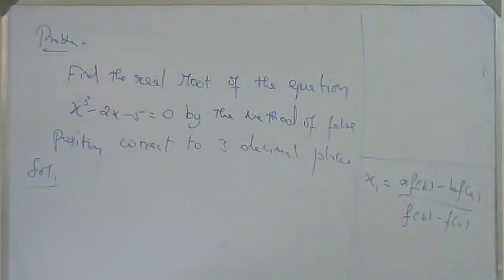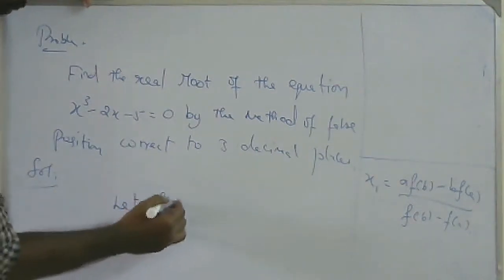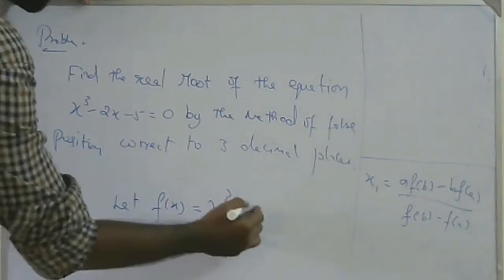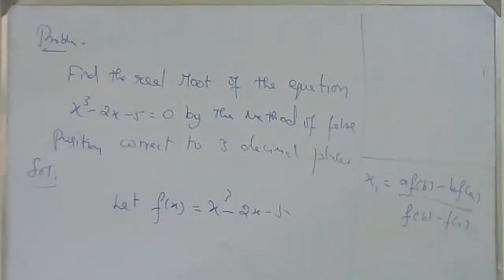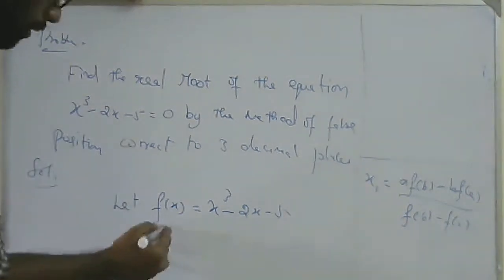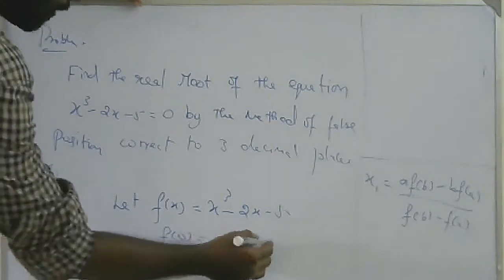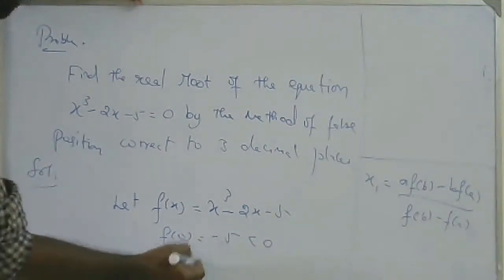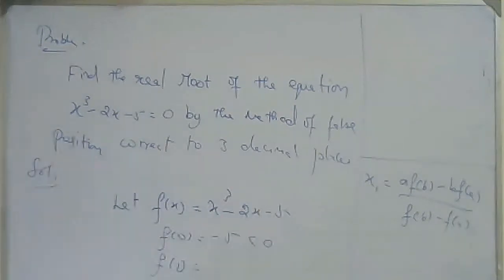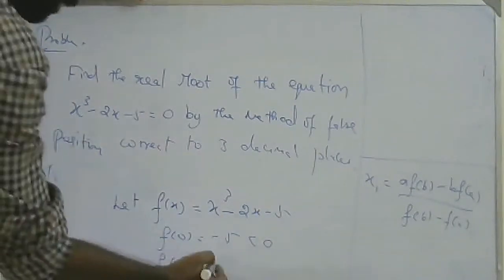Initially we need to find where the root lies. That's the first step. We find it by substituting values. Let f of x equal x cube minus 2x minus 5. Now we try substituting some values to see where the sign changes. This will be the first step throughout all the methods. So f of 0 is minus 5, which is negative, less than 0. f of 1 is 1 minus 2 minus 5, minus 6, also negative.